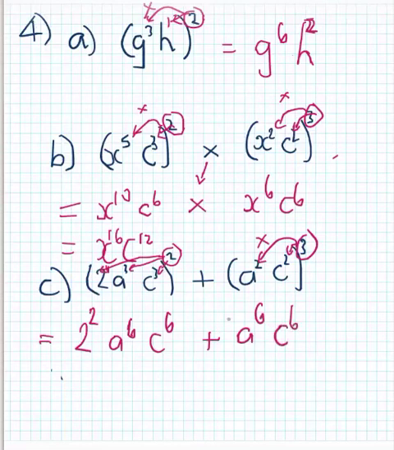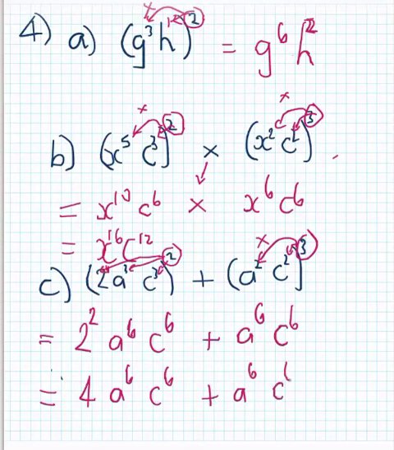Okay, now that 2 squared, if we have a number and a power and it's not too big, we can evaluate it. 2 to the power of 2 I know is 4. So I have 4, a to the power of 6 and c to the power of 6 plus a to the power of 6 and c to the power of 6.